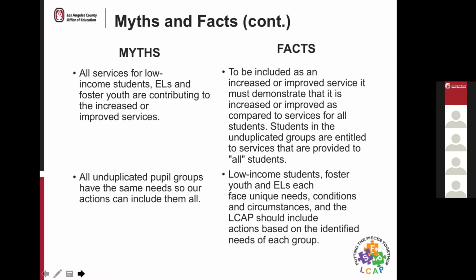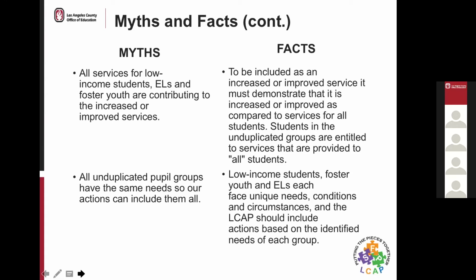So if something's provided to all, they need to have access to that service. You can't say, no, the only services those three groups get are from the increased or improved services portion. They're entitled to all services. They're part of the all students. So what's increased or improved beyond that?